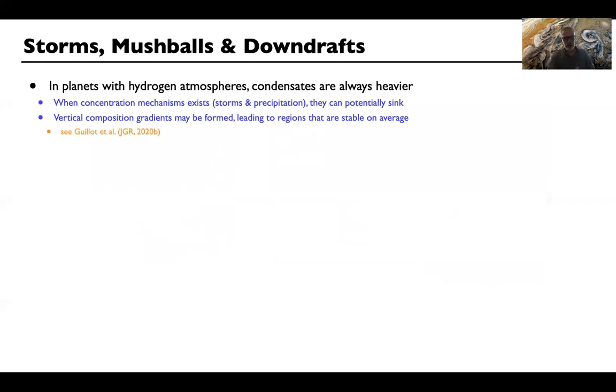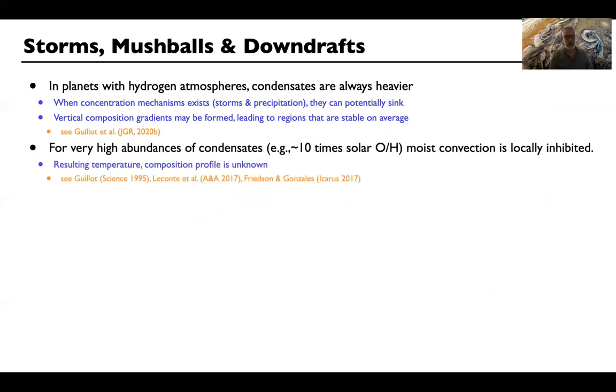So it has consequences for giant planets in general, because in planets with hydrogen atmospheres, condensates are always heavier, okay? And when concentration mechanisms exist, these condensates can sink and will sink, okay? So vertical composition gradients may be formed, and this will lead to regions that are stable on average. So it changes the picture, really.